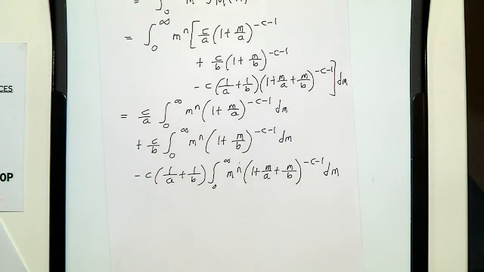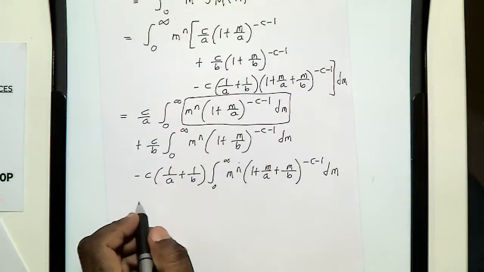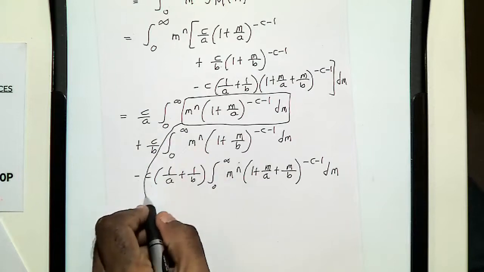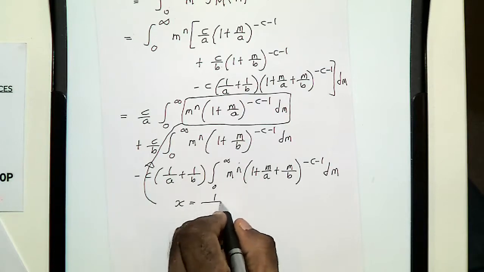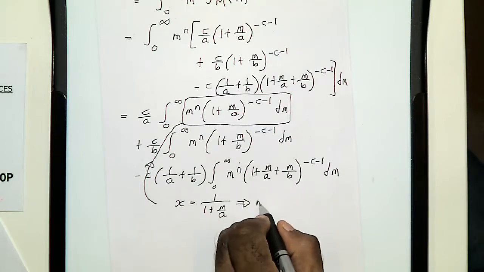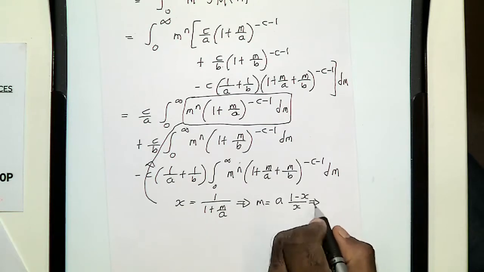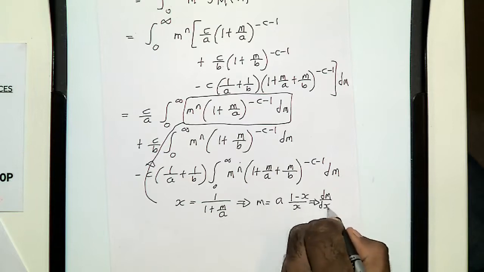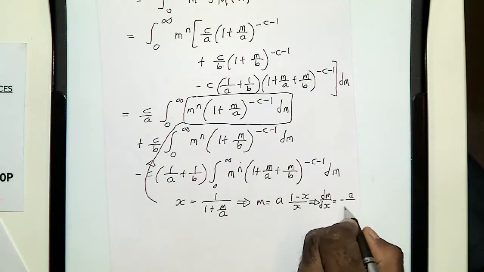Okay. For the first integral, which is this one, I will make this substitution. All right, and if you do that, you will get m equal to this, and dm by dx will be equal to minus a over x squared, right?